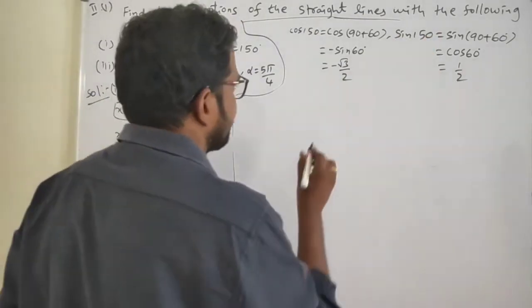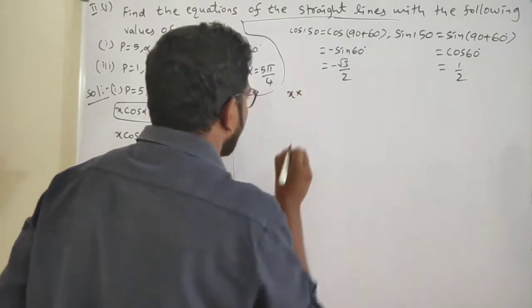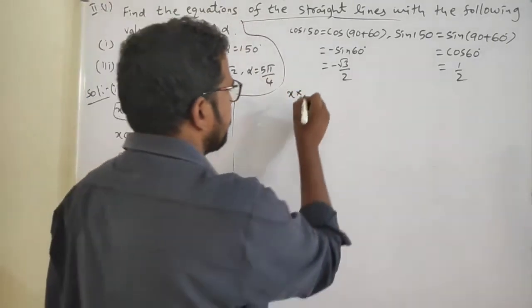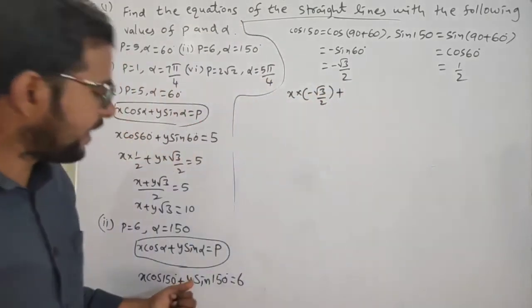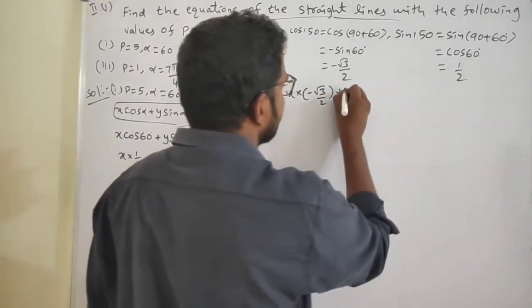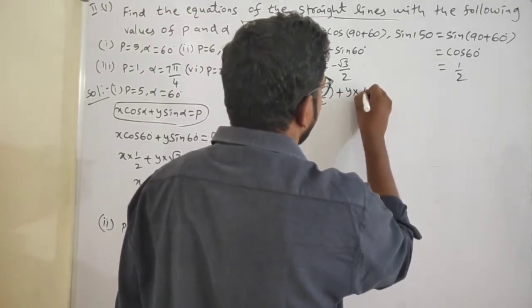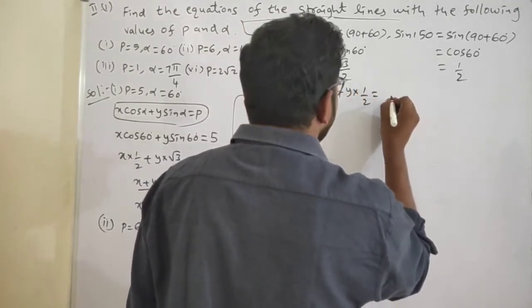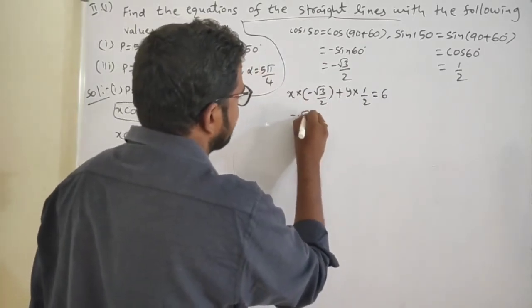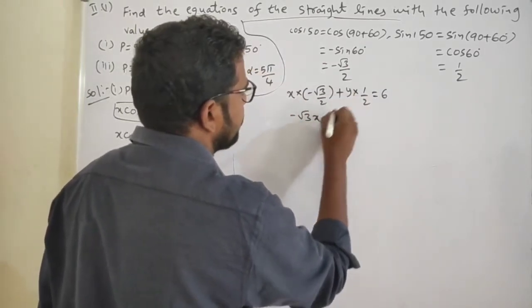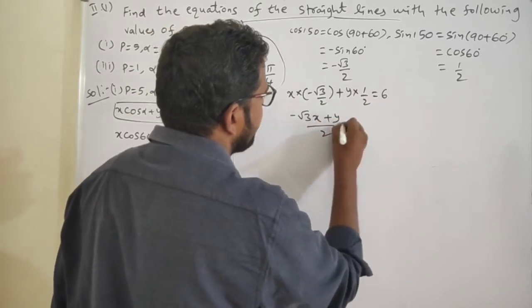What is the equation? x into cos 150 degrees, which is minus root 3 by 2, plus y into sin 150 degrees, which is 1 by 2, is equal to 6. So minus root 3 x by 2 plus y by 2 is equal to 6.